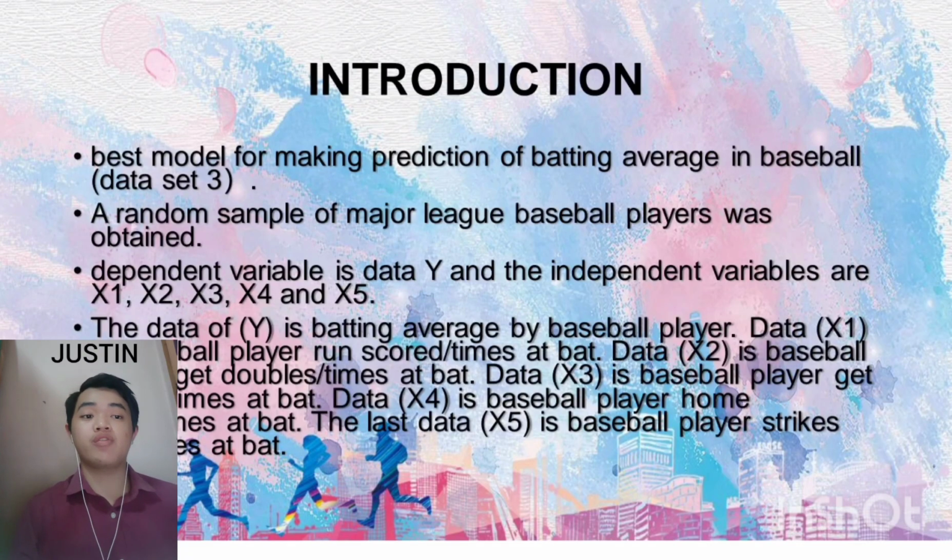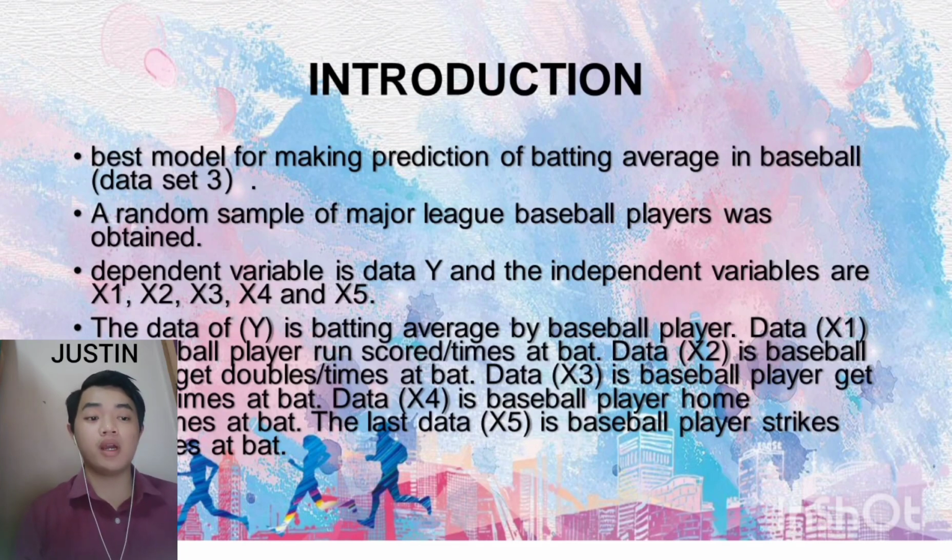In our group, we have to find out the best model for making prediction of batting average in baseball in dataset 3. We are using SLR and MLR. The SLR is simple linear regression analysis and MLR is multiple linear regression analysis. In this data, a random sample of Major League Baseball players was obtained. The dependent variable is y and the independent variables are x1, x2, x3, x4 and x5.